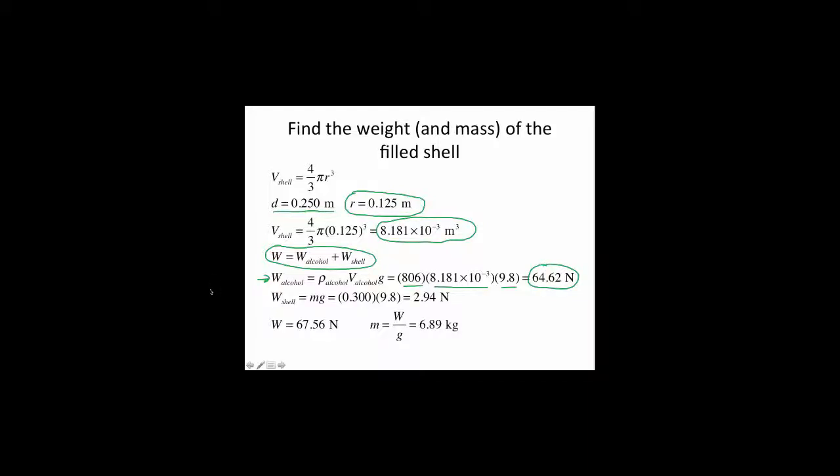The weight of the shell, well, we're given the mass of the shell. So if we multiply the mass times the acceleration due to gravity, we get the weight of the unfilled shell to be 2.94. So we add these two together to get our downward weight of our filled shell. And I wanted to get the mass also because we need this for Newton's second law. We just divide by the acceleration due to gravity to get the mass.